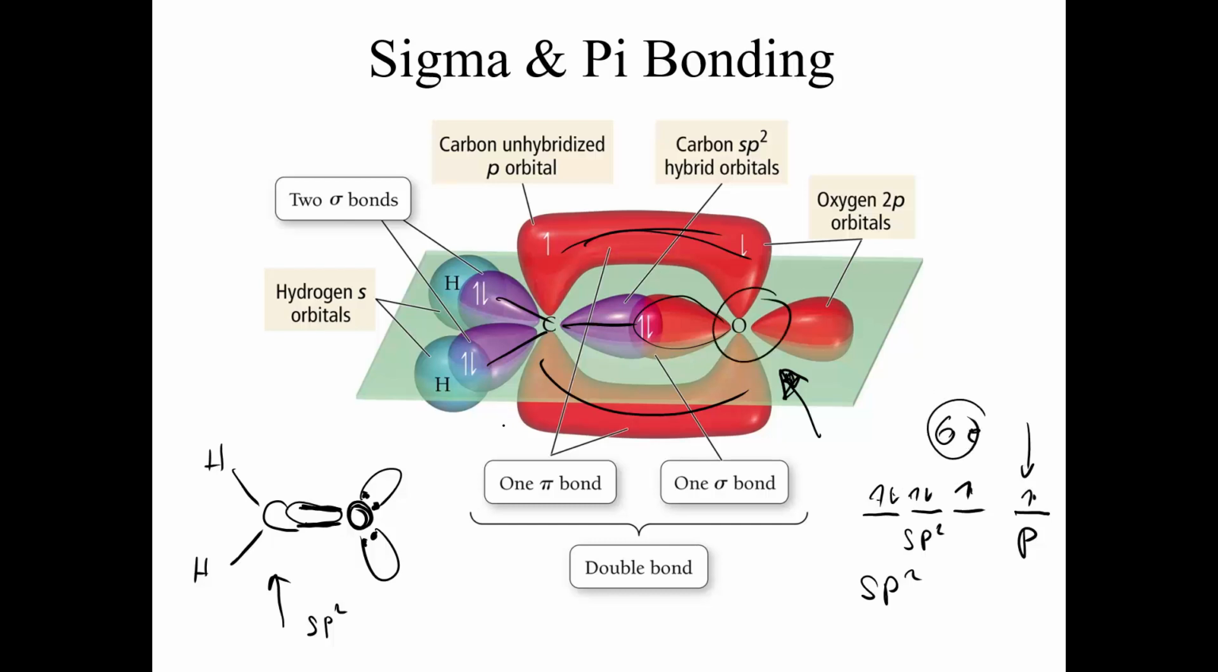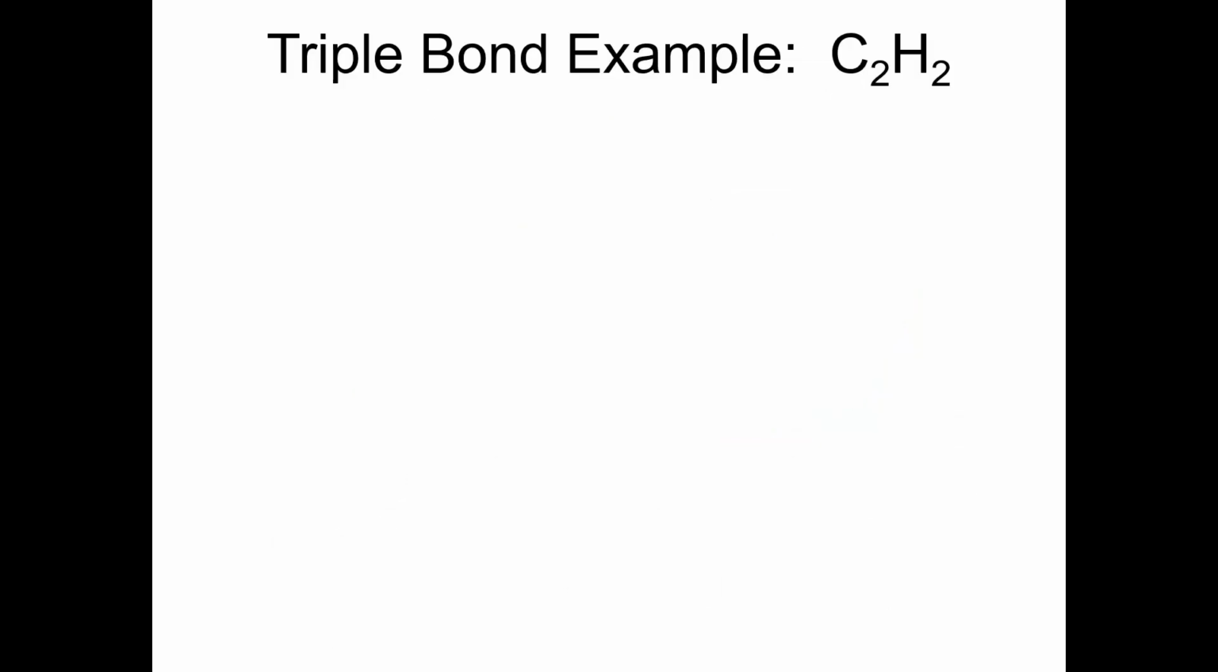But the focus here is really on this carbon and having the sigma as well as the pi overlap. And it shows that here nicely. And this is from your book. Your book has some really nice pictures. Now let's take this one step further. Now we're going to make a triple bond. This is C2H2, which now has a triple bond.